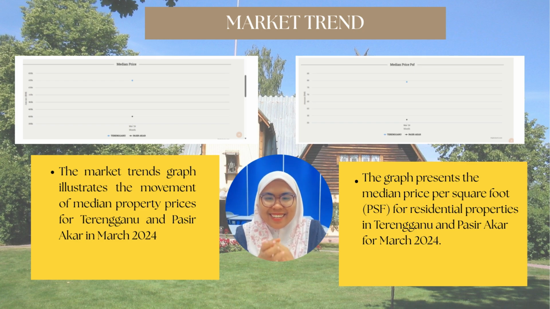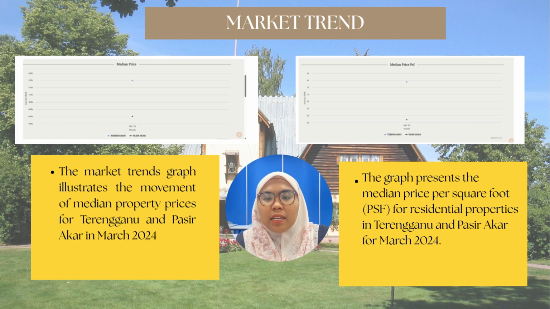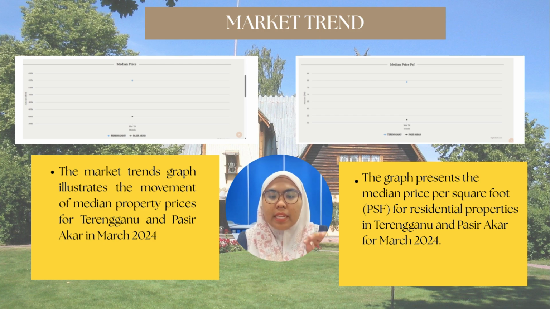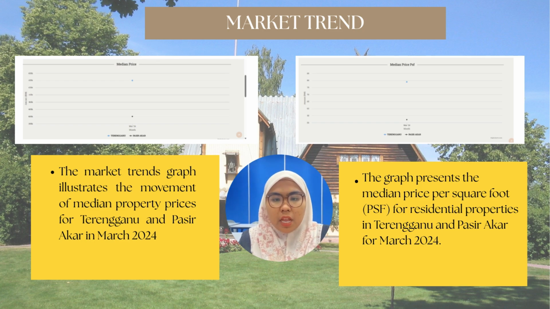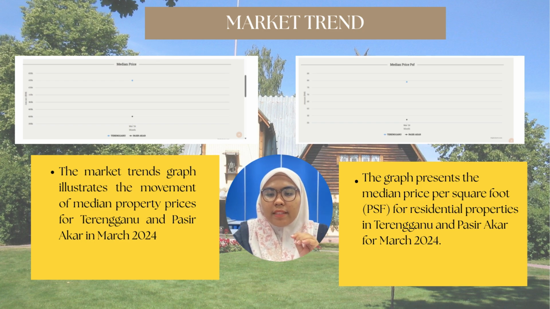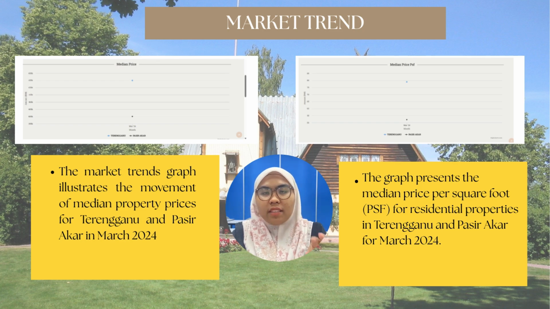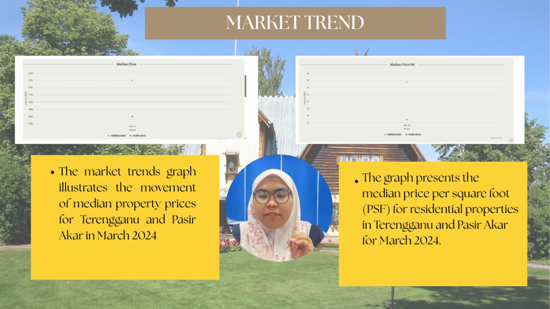On the other hand, Pasir Aka demonstrates a more stable but slower market trend. The lower median price indicates affordability and potentially lower demand, which is common in less developed or semi-rural areas. In conclusion, the market trend graph shows that Terengganu is experiencing a healthier and more active property market, whereas Pasir Aka reflects a modest and stable market trend. This comparison highlights how location and development level significantly influence property market performance.